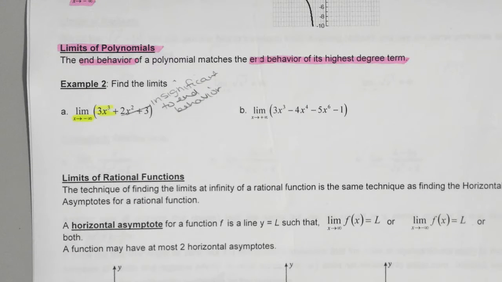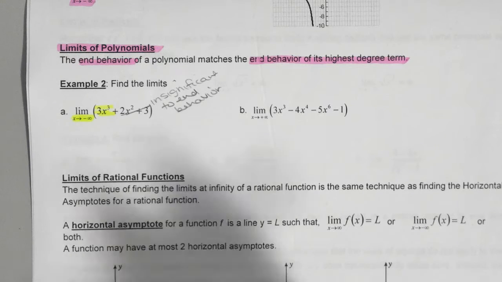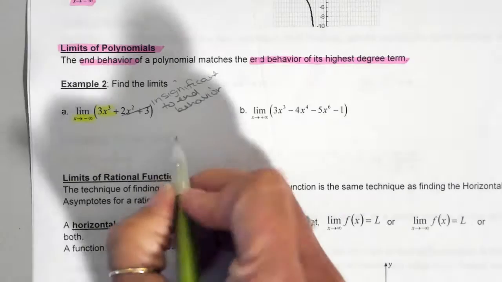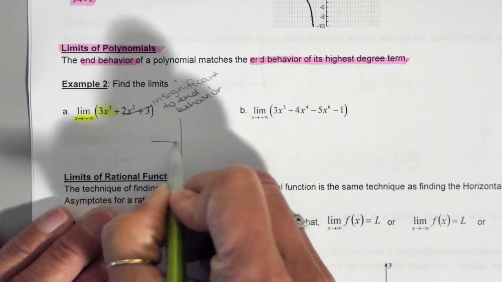Now I just need to figure out what an x cubed graph looks like. Do you remember what it looks like? Yeah, it's like this weird kind of S shape, right? So it would look something like this.